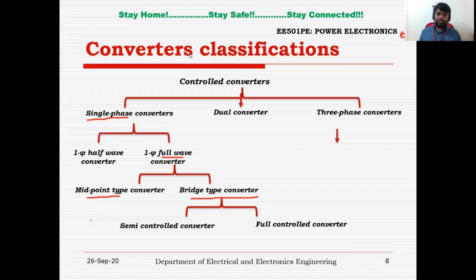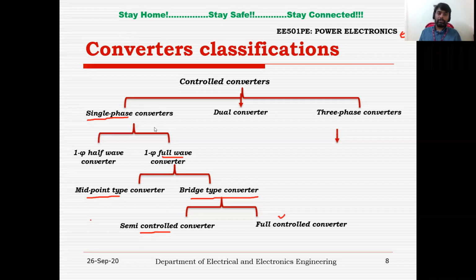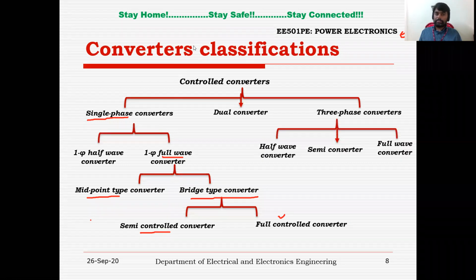This bridge type configuration is again classified into two types: fully controlled converter and semi-controlled converter. In case of fully controlled converter, we'll be having 4 thyristors, but in case of semi-controlled converter, which is also called half controlled converter, we'll be having half the number of thyristors used in the fully controlled converter. That means you'll be using 2 thyristors and 2 diodes. Now again, three-phase converters are classified into three types: half wave converter, where you can control only half portion of the complete cycle, the semi-controlled converter, and the fully controlled converter.